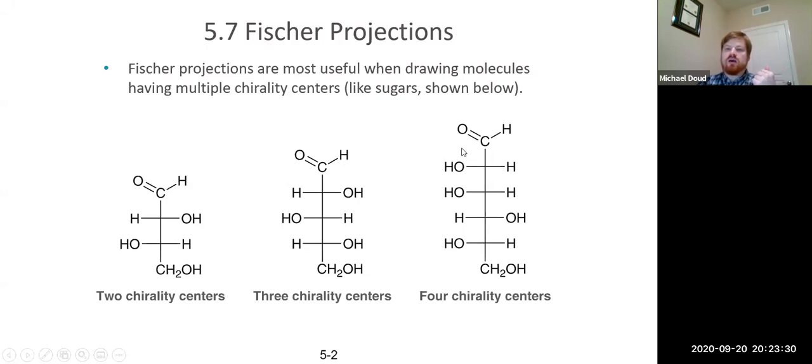when we look at carbohydrates, because these are examples of sugars here. So you can have sugars that have 2, 3, 4, or even 5 chiral centers. So it's important to note where they are, and it's hard keeping track of all of those in a 3-dimensional notation. So this is just a way of showing them. This is one way that we represent sugars in the future.